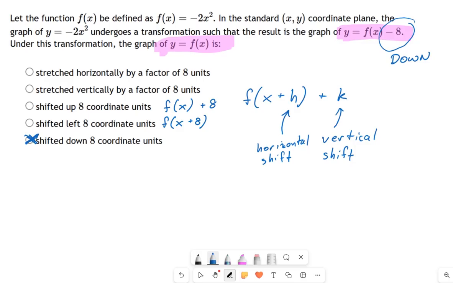Stretches, that gets into another type of transformation where that's multiplication. So stretching vertically by a factor of 8, that would be 8 times f of x. And stretching horizontally, that's horizontal, so it's back in the parentheses, and it's not what you'd expect. It's division instead of multiplication. So these are what all the transformations look like that are listed in this problem right here. And this last one, of course, is f of x minus 8.